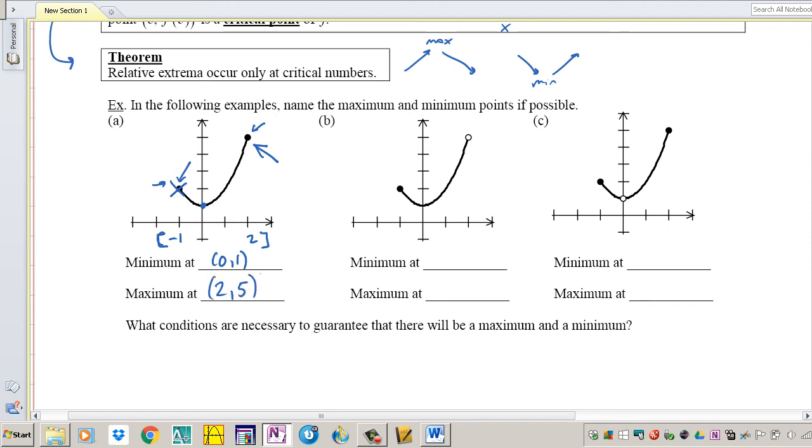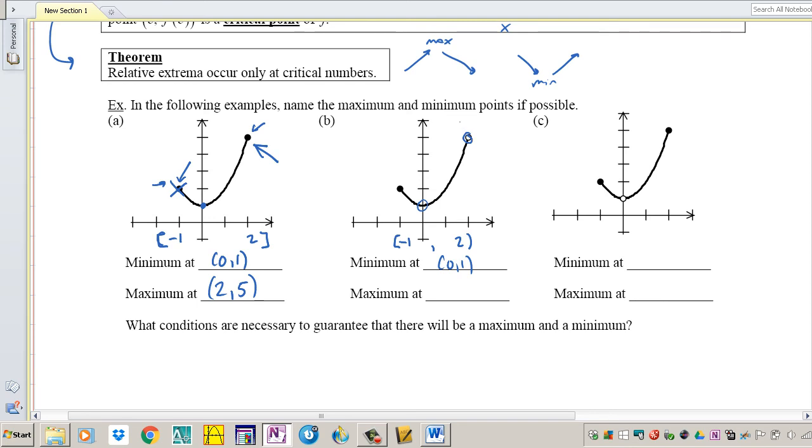Now, letter B, we have the same graph except now we have this to be closed and this to be open. So from -1 to 2, but not including 2. My minimum, is my minimum defined? Well, yes it is. I don't have a hole here, so it's defined. So my minimum is still the same. However, my maximum is not defined because of the open hole here.